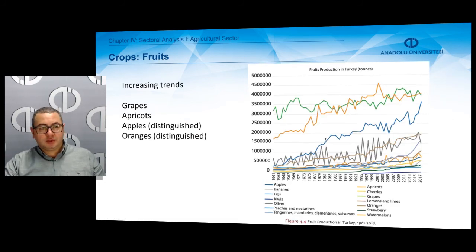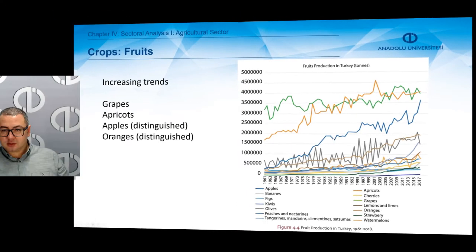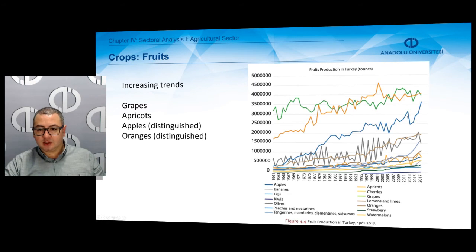And in terms of fruits, we see that the increasing trend also applies in fruit production in Turkey, and we also see that grapes, apricots, apples, and oranges are the dominators, and we see a strong and distinguished increasing trend in apples and oranges, which are shown in this blue line for apples and this orange line for apricots.